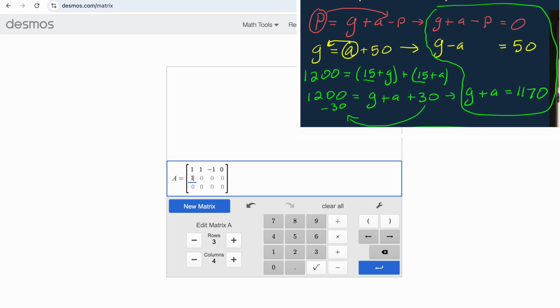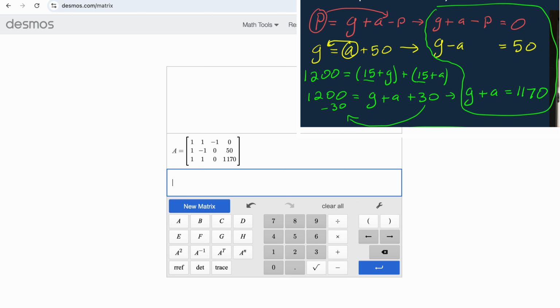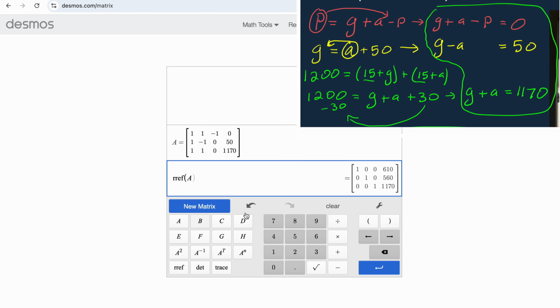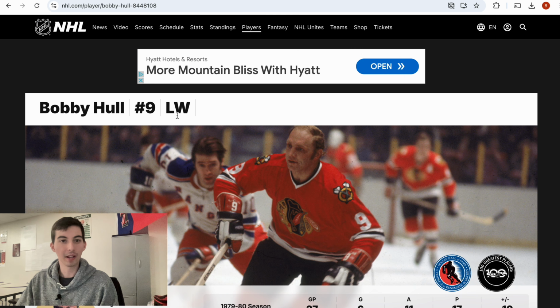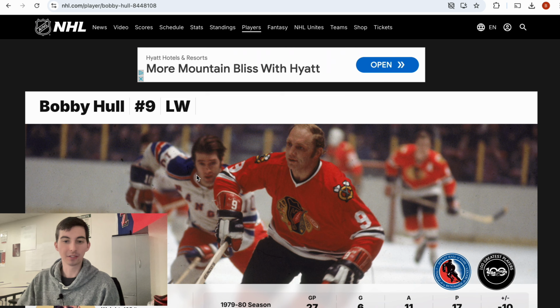In my next row, I have 1 goal, negative 1 A, 0 points, and that's equal to 50. And in my last row, I have 1 goal, 1 assist, 0 points, and that's equal to 1,170. And now I'm going to click RREF to get the reduced row echelon form. And so I get 610 for his goals, I get 560 for his assists, and I get 1,170 for his points. And we can go and check this with official NHL.com.